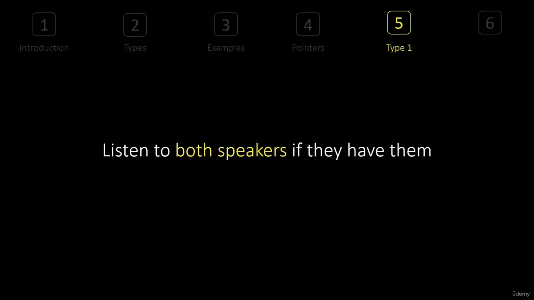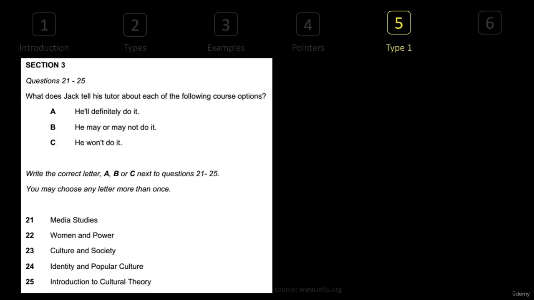Okay. Next type is listen to both speakers if they have them, like sometimes in section 3. Now, if you look at it, this is definitely section 3. In section 3, you are supposed to have two speakers. Right. This is a conversation. So there will be two people speaking.